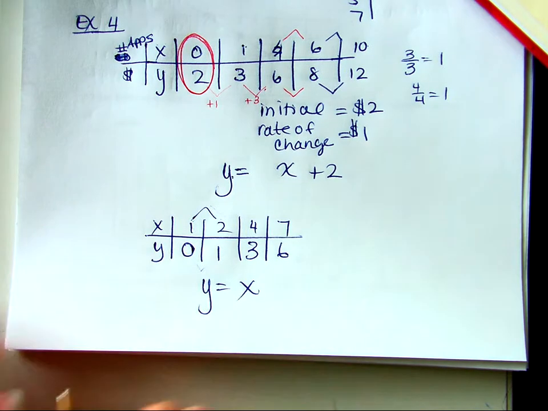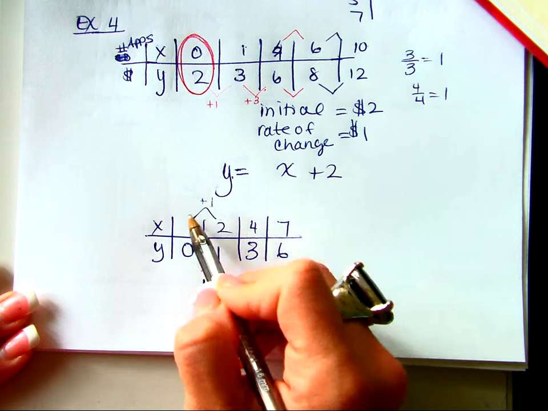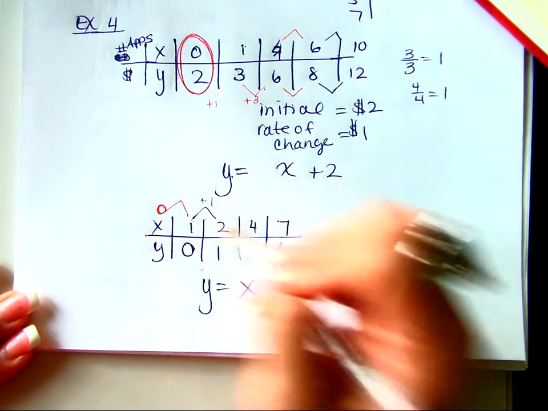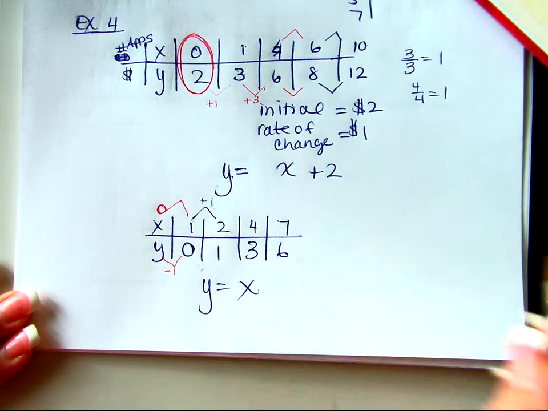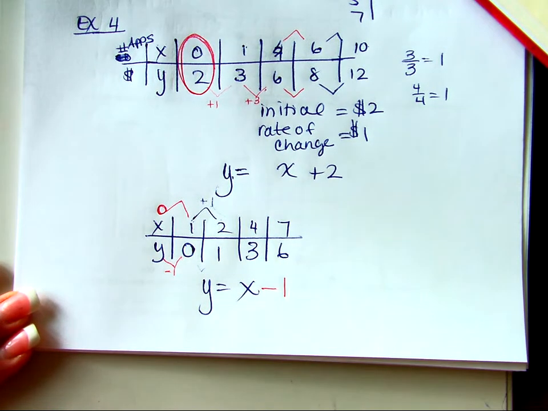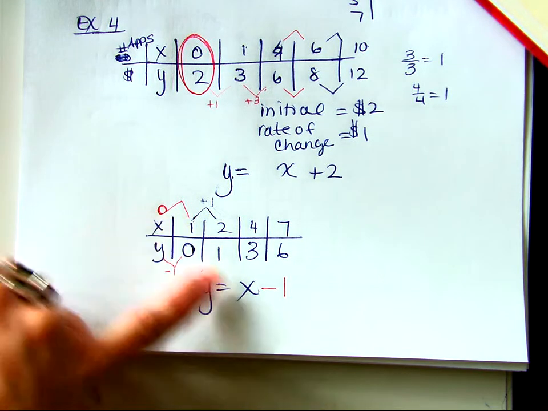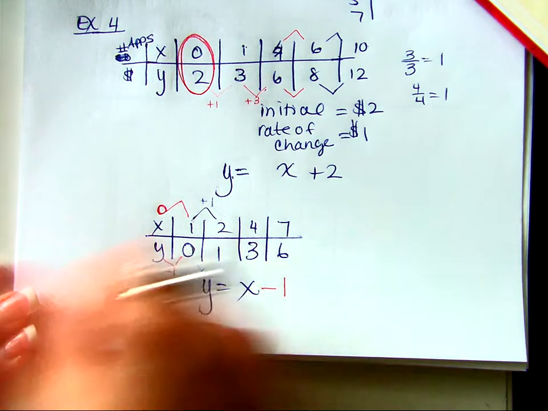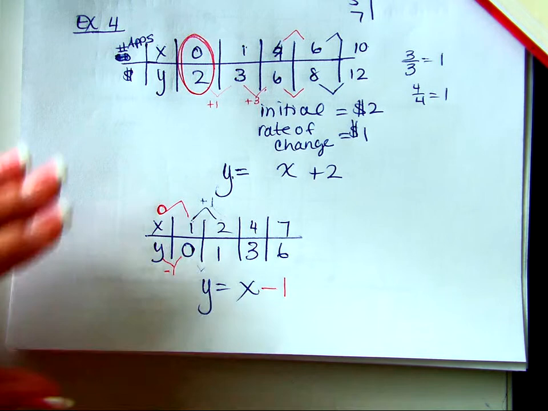Okay? Except now I need to figure out if it's going up 1 this way, I need to go back 1 to find my starting value. And if I go back 1 from 0, I get to -1. And that would be our rule for that table. So each one of your y values is 1 less than your x. 2 and then -1, 4 -1, 7 -1. Okay?